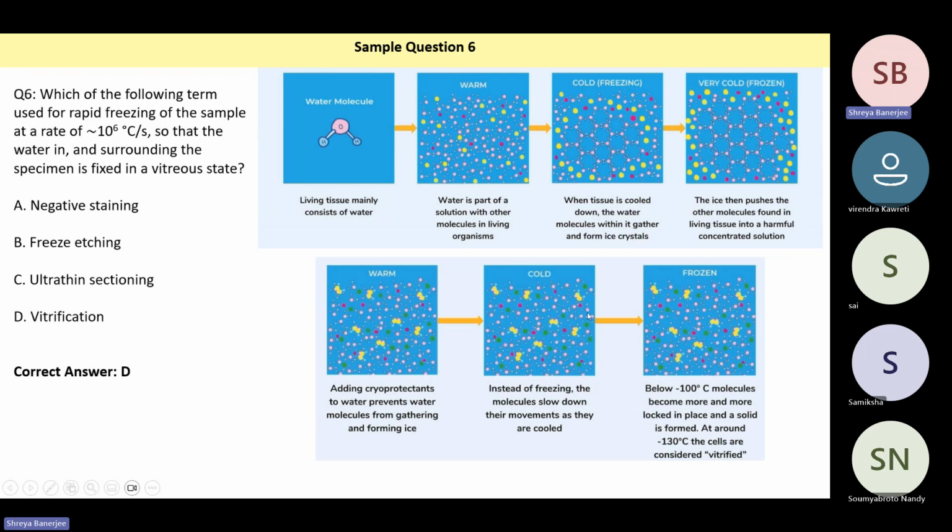But in the vitreous state, the water is just freezing wherever it is. So the cell structure is maintained and you will get a good image. So this kind of process where you are freezing very fast to freeze the water in a vitreous state is called vitrification. That is option D.